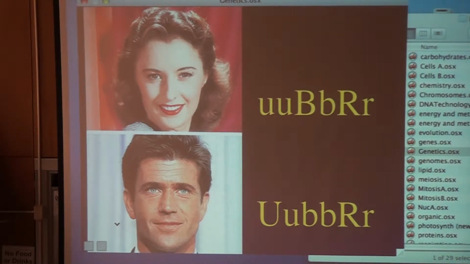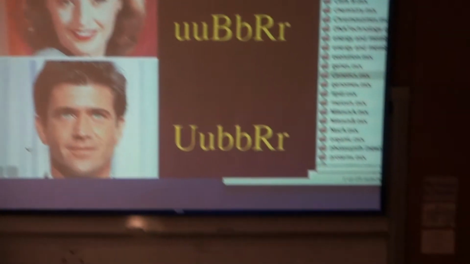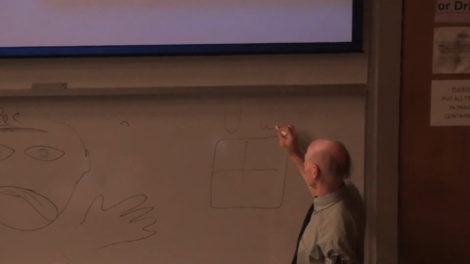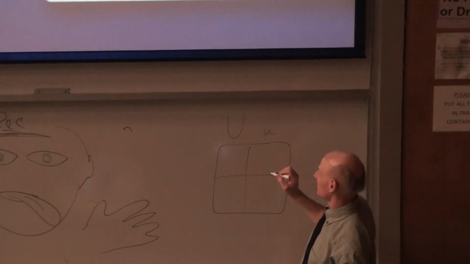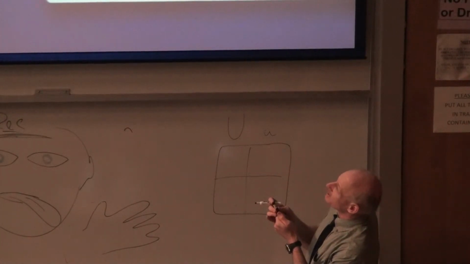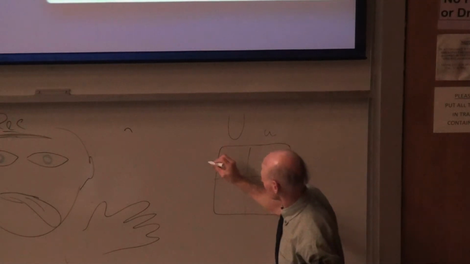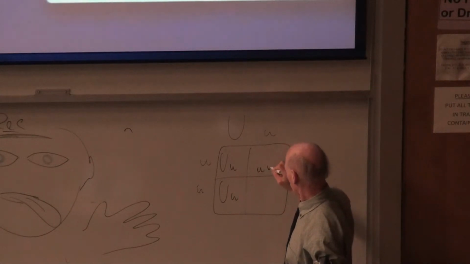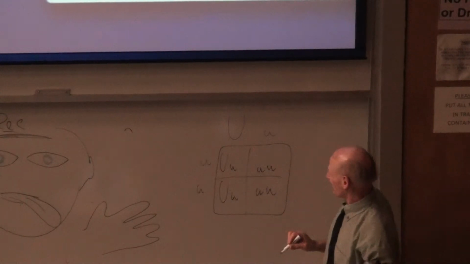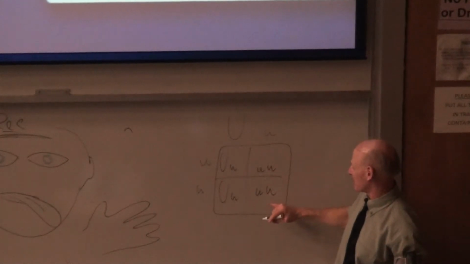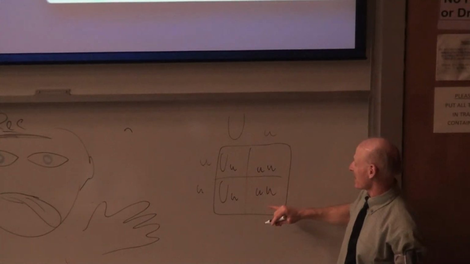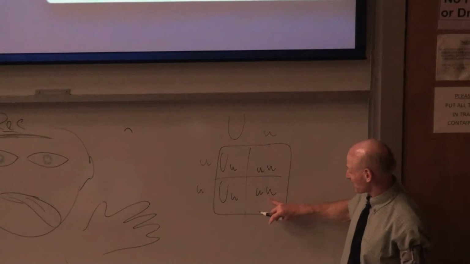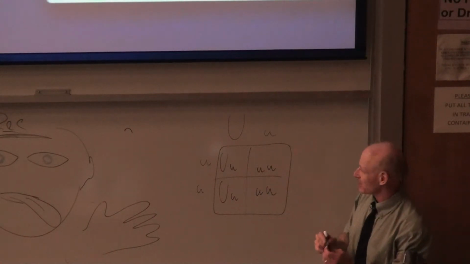So let's look at Mel. Half of his sperm will carry the big U allele for unattached earlobes, but half of his sperm will carry the little u allele for attached earlobes. But Barbara, her eggs could only carry the little u allele because that's all that she has. And if you fill in the Punnett square, half of the squares are little u, and half are big U, little u. So we'd expect each offspring has a 50% chance of having attached earlobes and a 50% chance of having unattached earlobes.